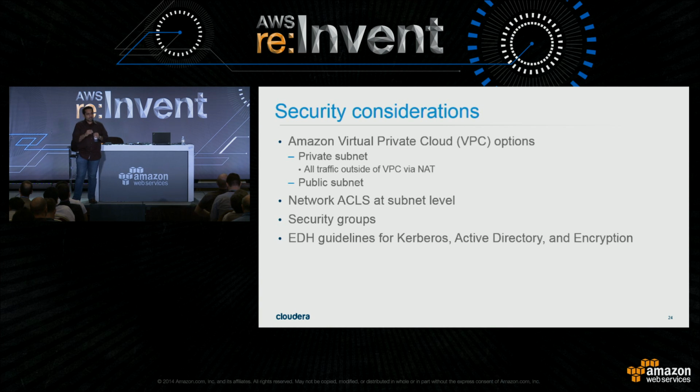Beyond that, there is nothing AWS specific that you need to do. There's nothing Hadoop specific that you need to do from an AWS deployment standpoint. It's really thinking about security groups and ACLs and your subnets, which is just structuring it in AWS. For Hadoop, the standard guidelines around Kerberos, AD integration, and encryption exist just as much in AWS as they would in on-prem deployments. So there's nothing special there.